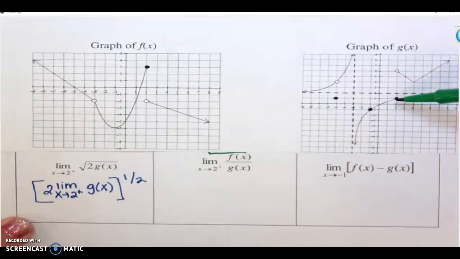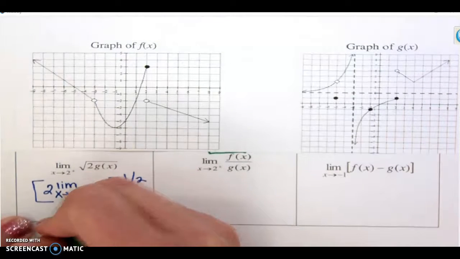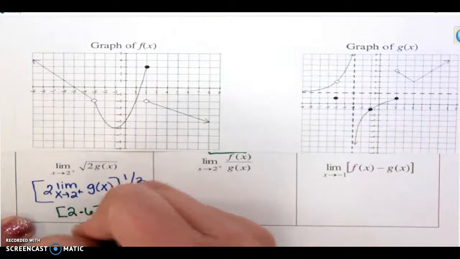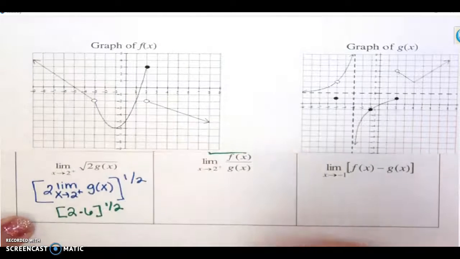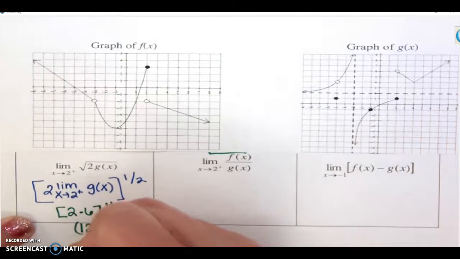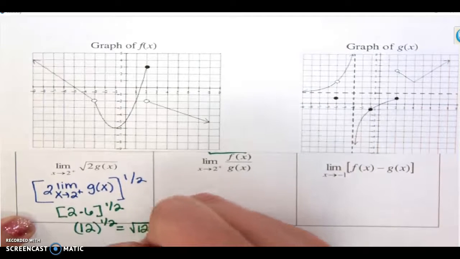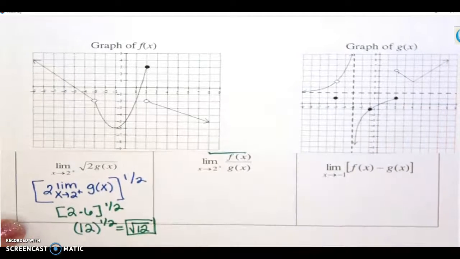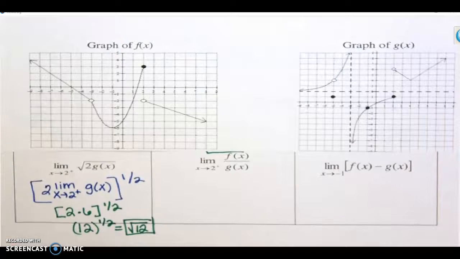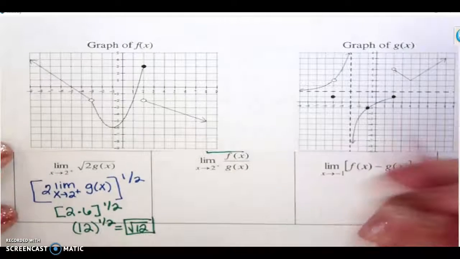We're on g of x. So 2 from the right is coming towards that 6 there. So this is the same thing as 2 times 6 to the 1/2, or 12 to the 1/2. So we could also write that as a square root of 12. So just know you could have kept that square root, or you can change to that 1/2 power. Either way is fine.